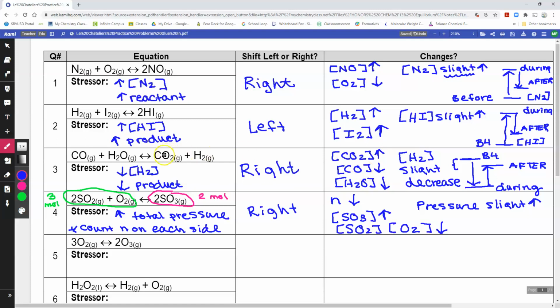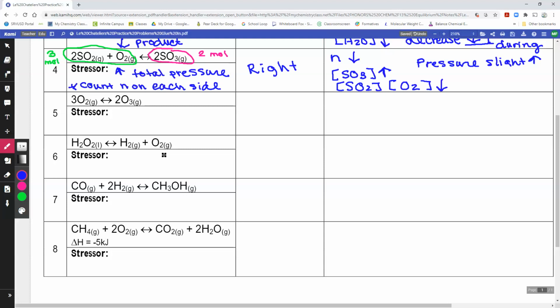All right. Let me scroll down a little bit. For number 5, this time let's decrease the total pressure. Well, on this side, I have 3 moles. And on this side, I have 2 moles. If I decrease the pressure, I need to proceed in the direction that would create more particles, more moles of gas. So I'm going to need to go in the backwards direction. I'm going to need to go to the left.